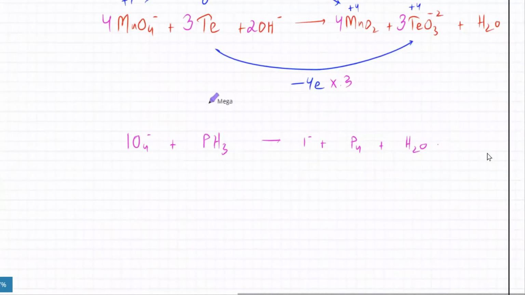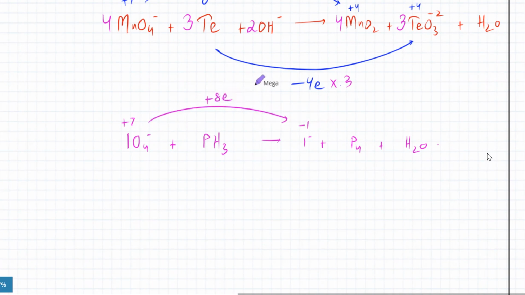So what is I over here? It's +7, right? And over here it's -1. So basically it's a gain of how many electrons? 8 electrons, yes. And P is, I think, -3. And it goes to 0, right? So that's a loss of how many electrons? It lost 3 electrons, right? Yes. So again, it's 8 and 3.